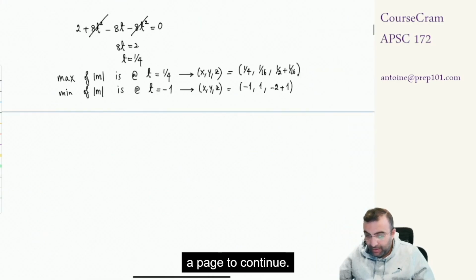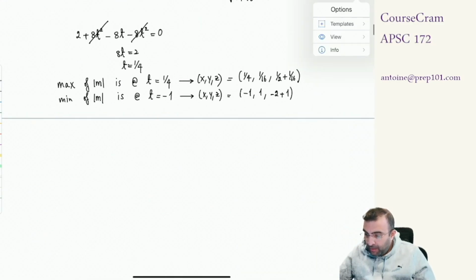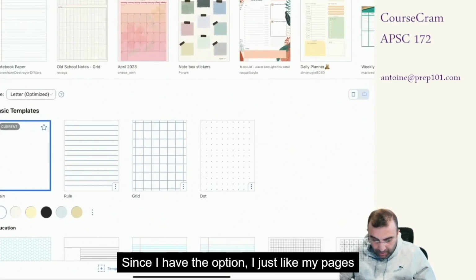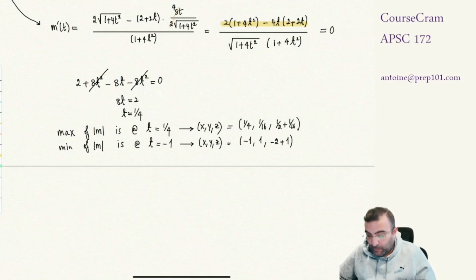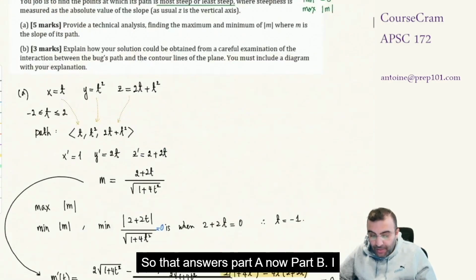So I'm adding a page to continue. Since I have the option, I just like my pages a little colored, so here we go. So that answers part A.